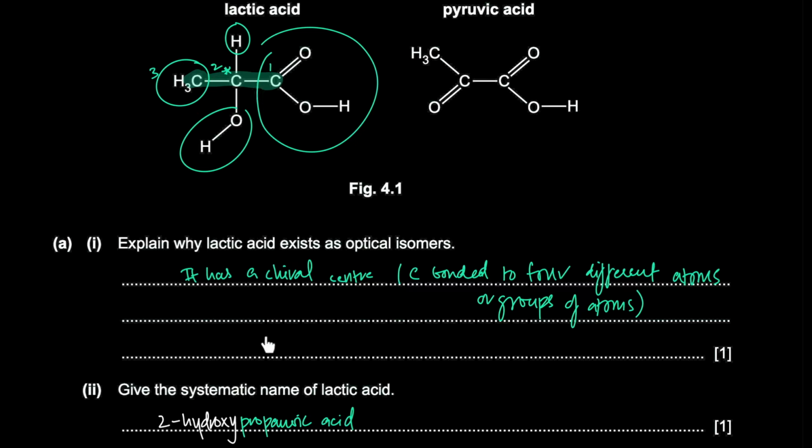Again, a 3-carbon chain means prop, carbon-carbon single bonds, so "an", so propan, and then the carboxylic acid gets priority in the naming and the numbering. So it gets carbon number 1 by default, because the carboxylic acid will always be on carbon number 1, so propanoic acid, and then the OH group is on carbon number 2. So that will be 2-hydroxy propanoic acid.